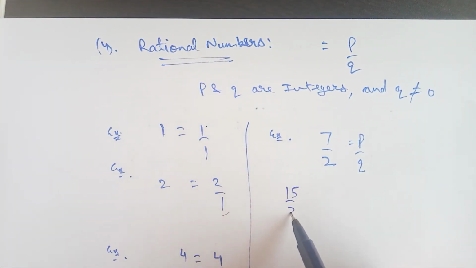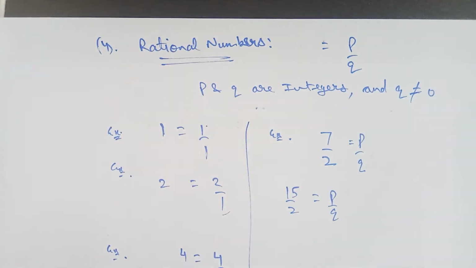For example, 15 by 2. So this is also of the form p by q. P and q are integers, q is not equal to 0, so it is a rational number. I'll give a simple example.